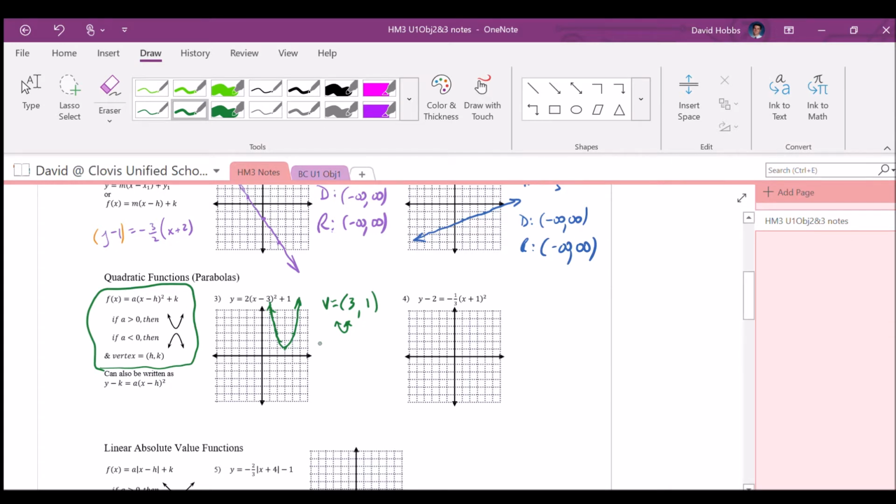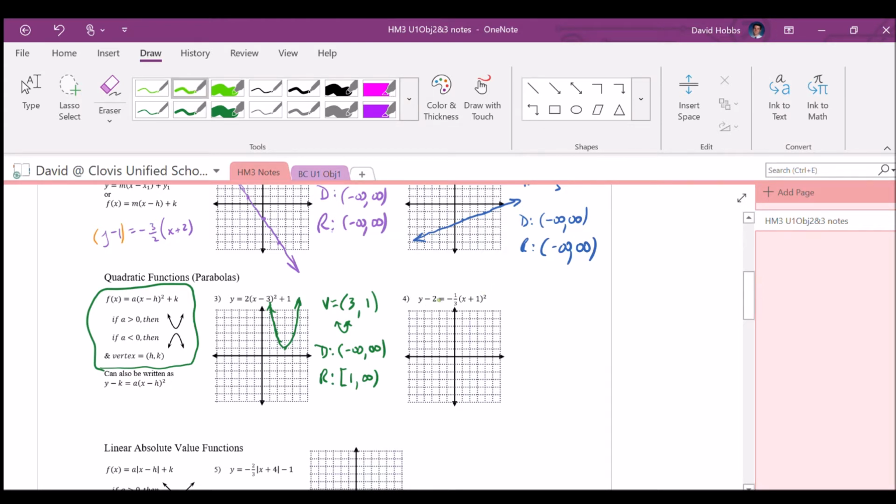Okay, domain. Does it go left and right forever? I know it's going up. It does go left and right forever. Yes. All reals. Range. Does it go up and down forever? Well, it goes up forever, but it doesn't go down forever. What's its lowest elevation? 1. Does it touch it? Yes. 1, and then it goes up forever.